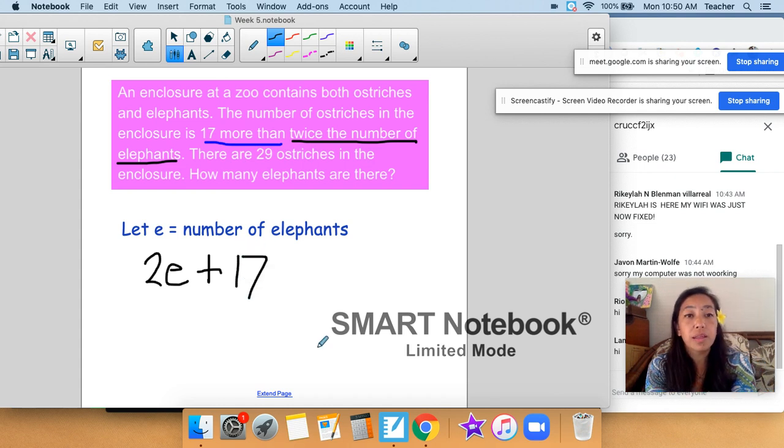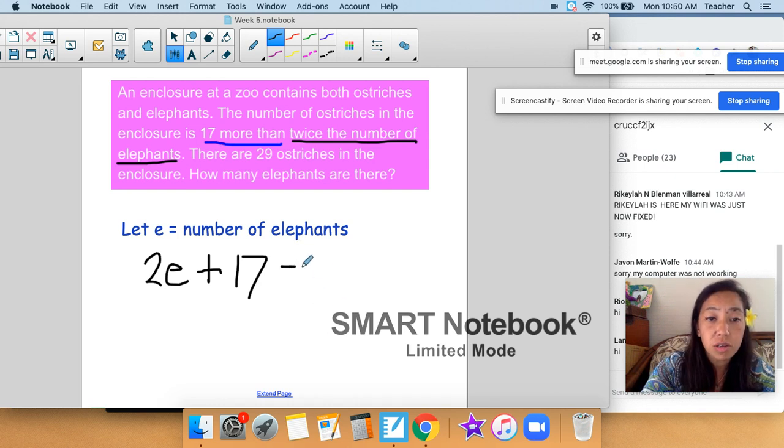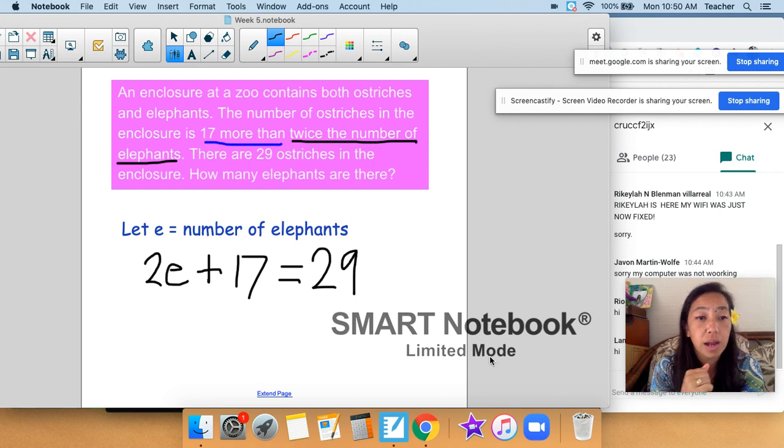And what is all of this equal to? We go back to the beginning of the sentence again: the number of ostriches. So this is equal to ostriches. I could put an O there for another variable, but if we keep reading, it says there are 29 ostriches. So this whole expression is going to equal 29. So 2E plus 17 is equal to 29. I hope you can see how I did that.